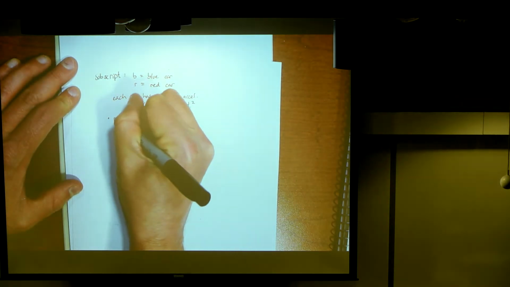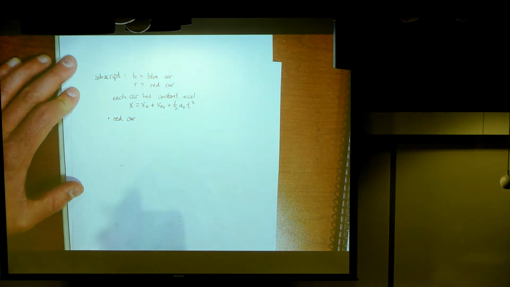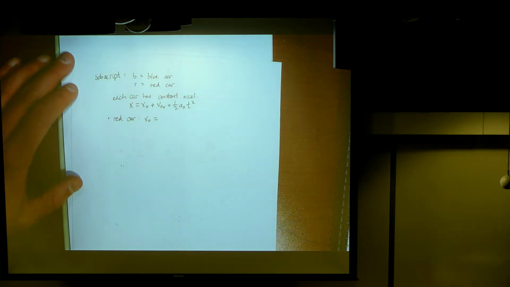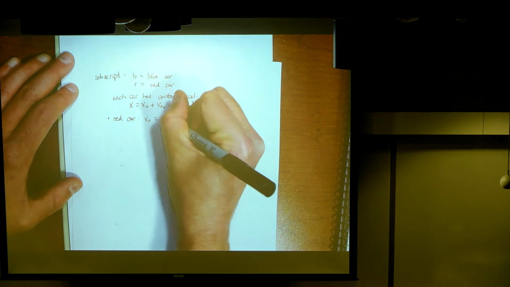For the red car, what can I say about x naught, the starting position of that car? That's just something that was given in the problem. Do you remember? 0. Yeah, that car starts at x equals 0, as shown in the picture on the slide. So initial position for the red car is 0.